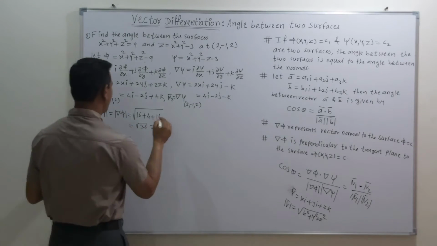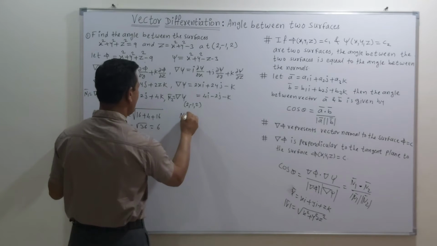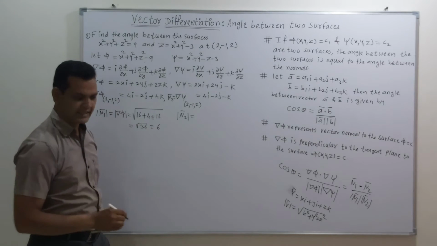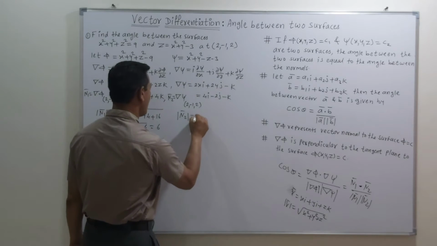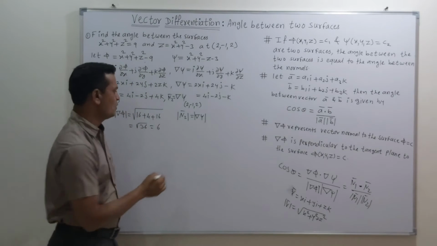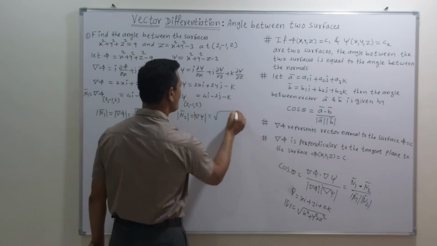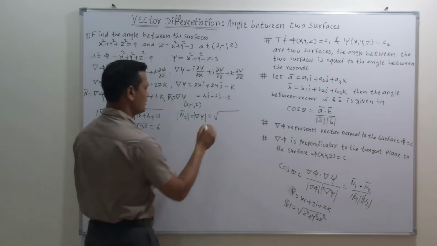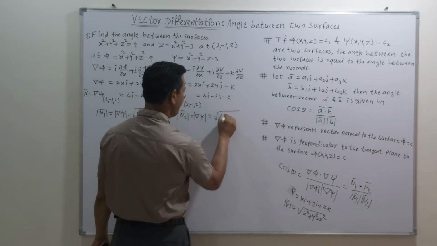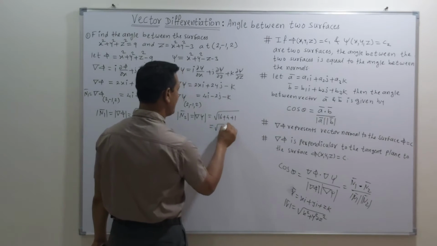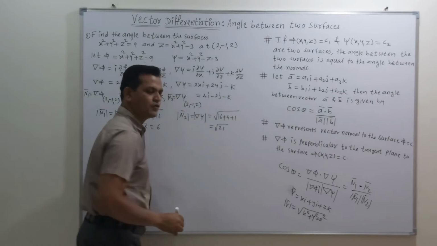Similarly, find out the value of n2 bar, that means the magnitude of the normal to the second surface, which is also written as del psi at the point 2, minus 1 and 2, and this value is the root of, applying the same formula here, x is 4, so 4 square is 16, minus 2 square is 4 and 1 square is 1. So here we get root of 21.